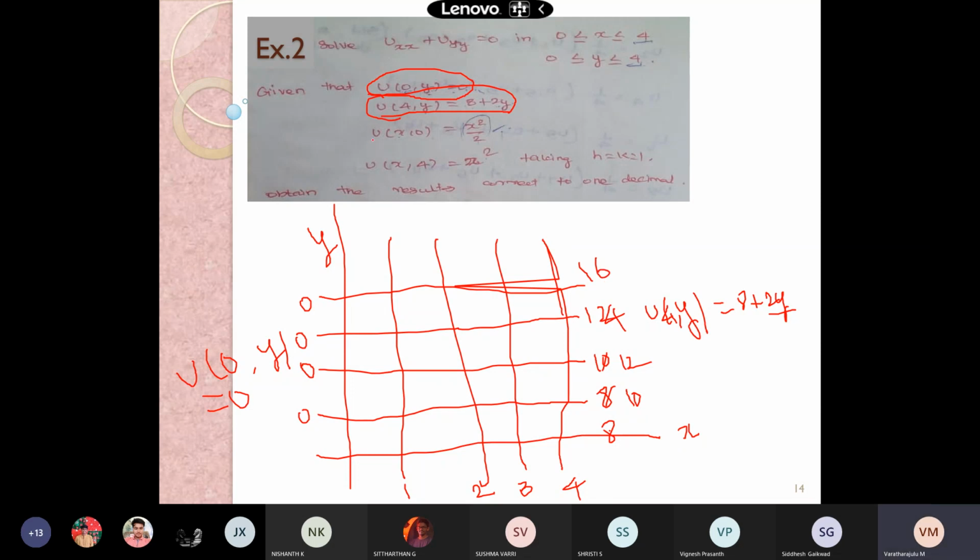And similarly, u of x comma 0 is equal to x square by 2. This is the third boundary condition, that is the boundary condition of this lower axis. When we are applying x as 0, 0 by 2 is 0. When we are applying x as 1, 1 square by 2. Therefore, here I am writing with a different color. Here 0, here 0.5.